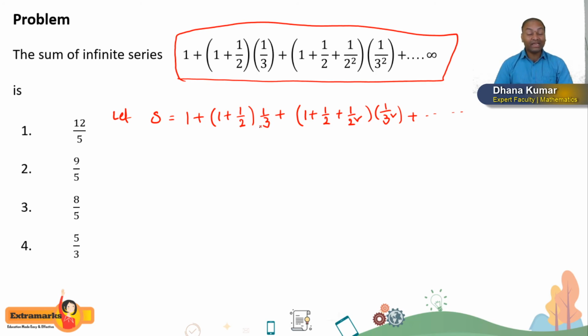Is it in AGP? No, it is not in AGP also. Then how to simplify this one? If the given problem is in AGP, then using the AGP formula we can find this sum. If the given question is in GP, then also we can find it. But here both fail. Then how to simplify this one?